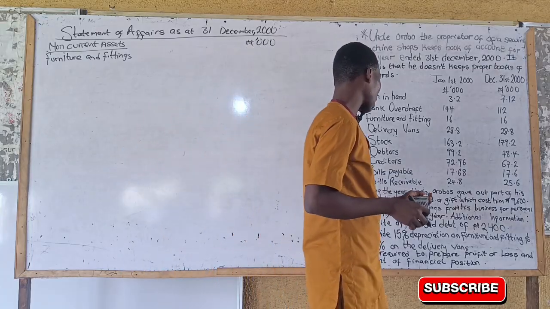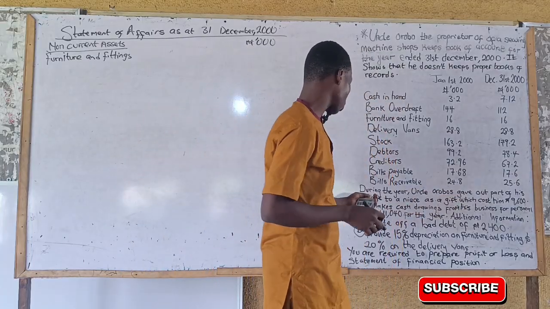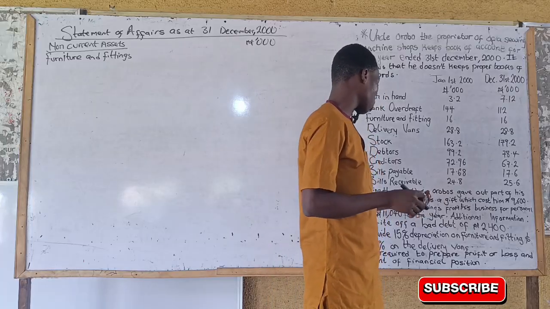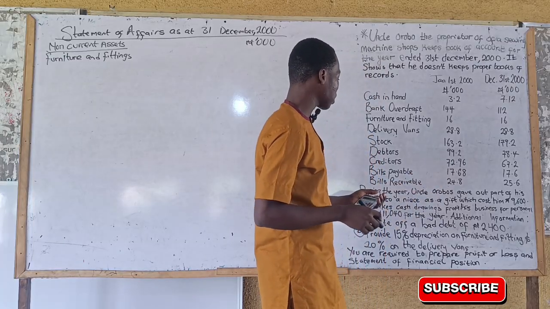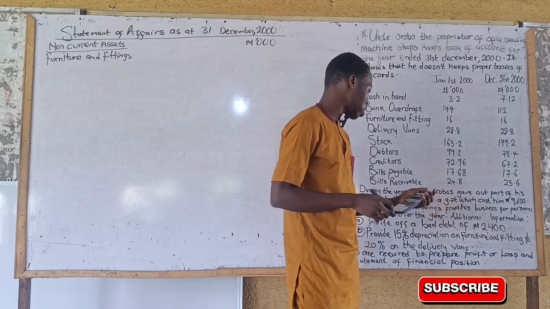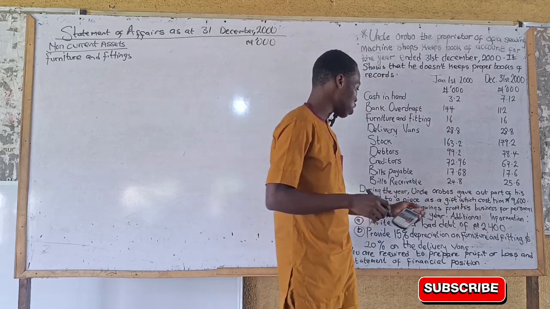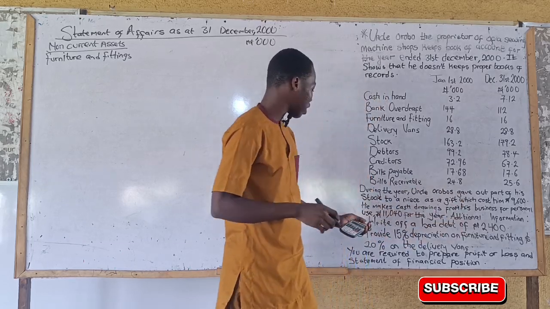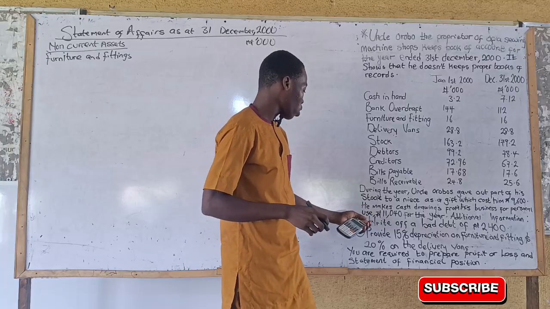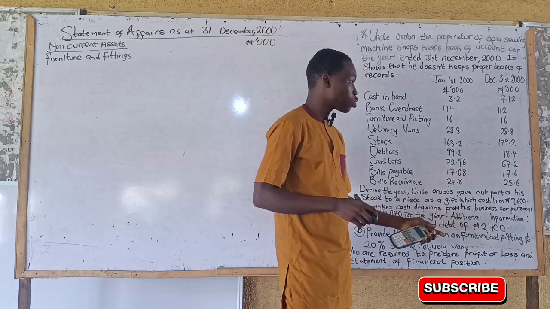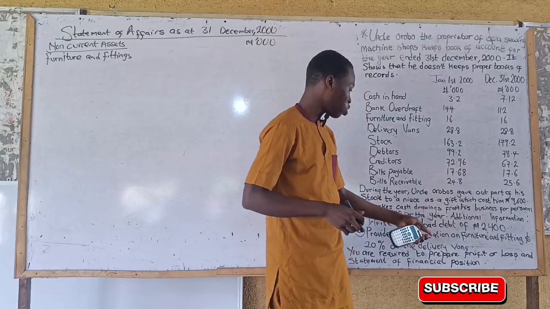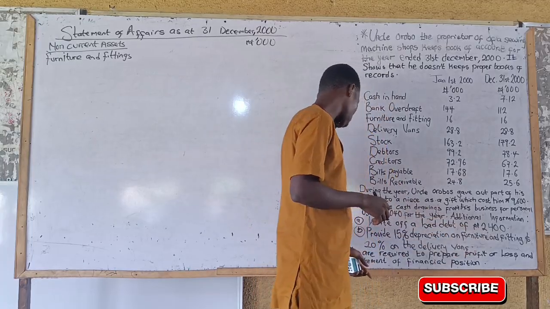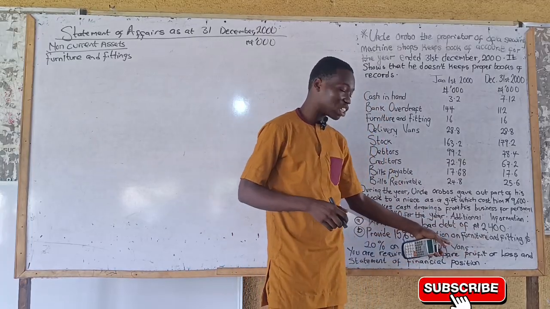During the year, Mr. Orobo gave part of his stock to his niece as a gift, which cost him 9,600. He makes cash drawings from his business for personal use. So all this is drawings, right? We also have additional information which says to write off a bad debt of 2,400, provide 15% depreciation on furniture and fittings, and also 20% on the delivery van.